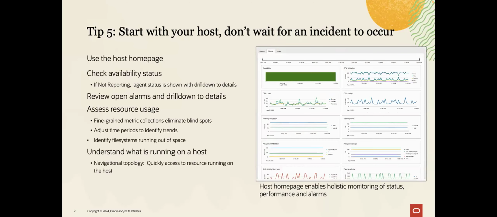If the host is up, you can use the homepage to review any open alarms, assess resource usage. Is the host maxed out on CPU or memory? Are the file systems nearing capacity? You can easily adjust those time periods to identify when resource usage has started to increase. And if the host's CPU or memory is maxed out, you can use the homepage's navigational topology to see what is running on that host and drill down into that application's homepage. And if the host is an OCI compute instance, you can use the link in the OCI compute homepage to adjust the image size if needed. I'm going to show you that here in just a bit. It's one of my favorite features.